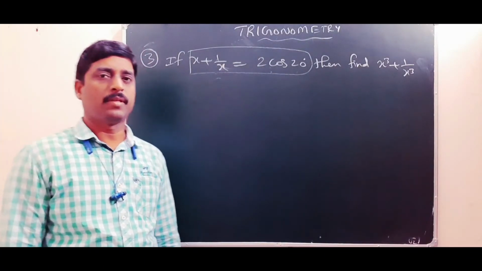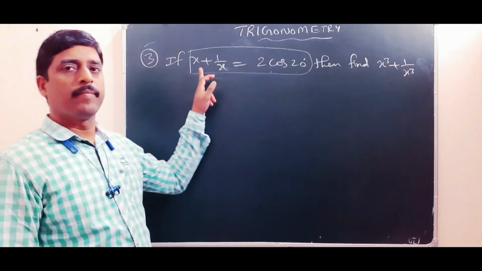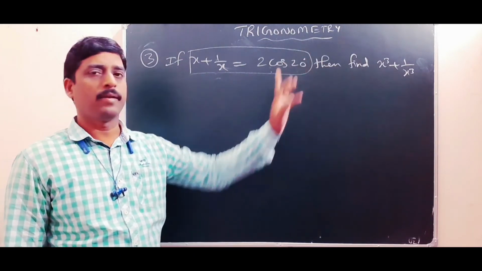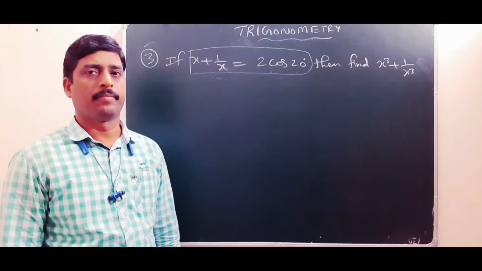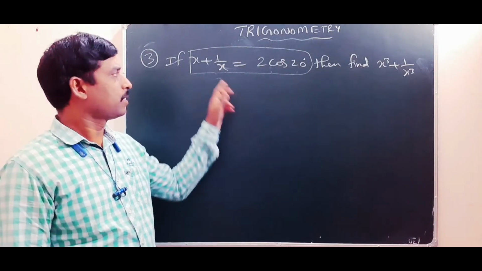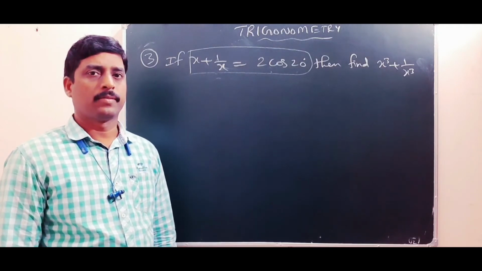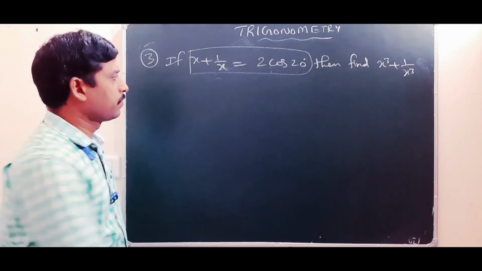Okay, now explain question number 3. So what is given? x plus 1 by x value is given as 2 cos 20. Then find out x cube plus 1 by x cube. So what is the given condition? x plus 1 by x is equal to 2 cos 20. Okay, so cubing on both sides.